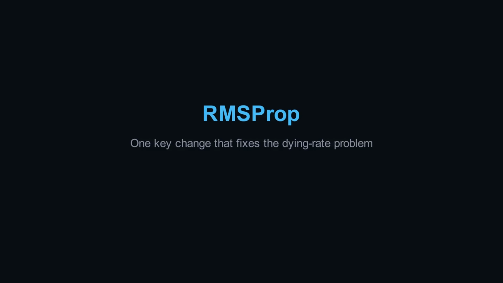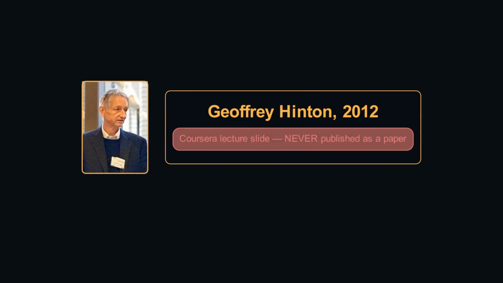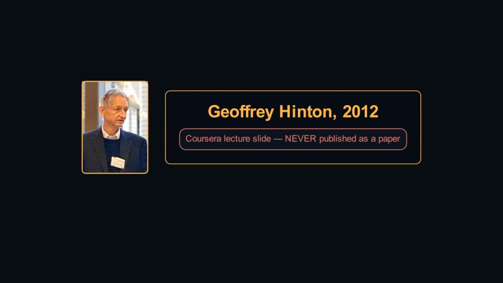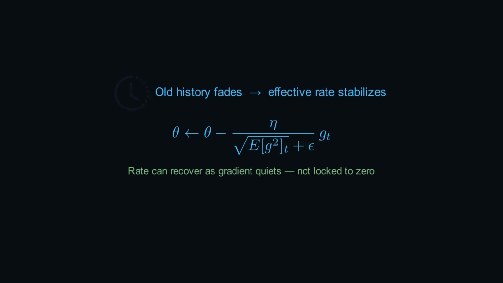RMSProp fixes this with one key change. Instead of accumulating the full sum, it uses an exponential moving average of squared gradients, so old history slowly leaks away. RMSProp was introduced by Hinton in 2012, notably not in a paper, but in a Coursera lecture slide. The decay default is 0.9, the learning rate is 0.001, and epsilon is 10 to the minus 8. Because old squared gradients fade out, the effective rate can stabilize or even recover instead of dying to 0.